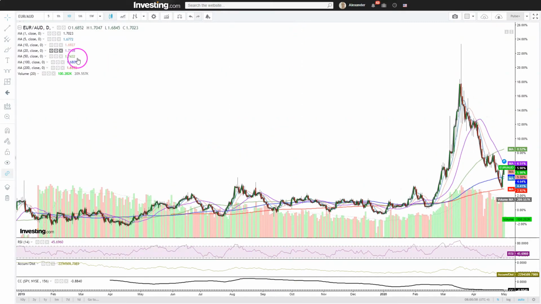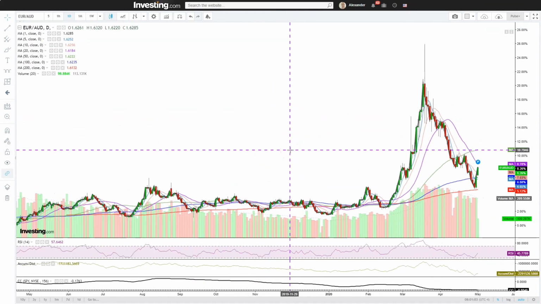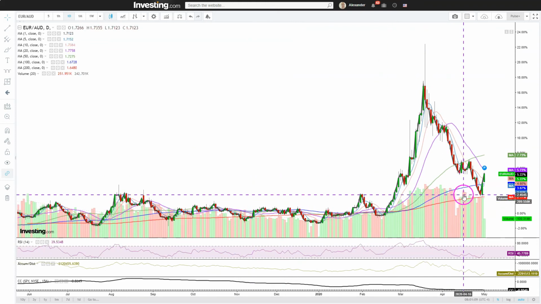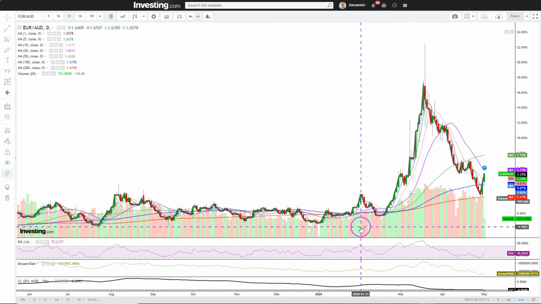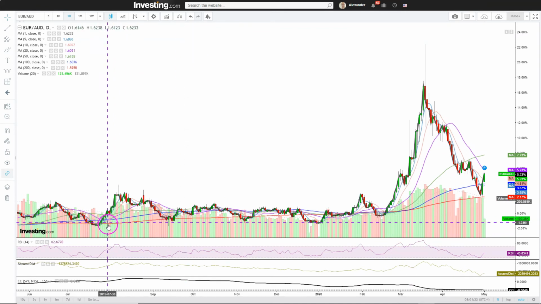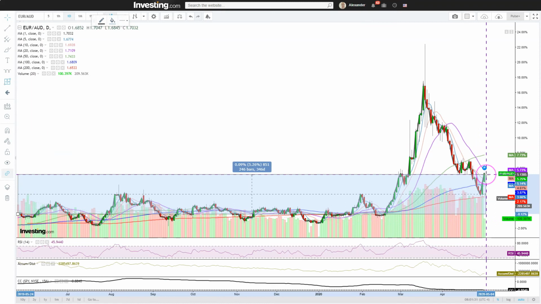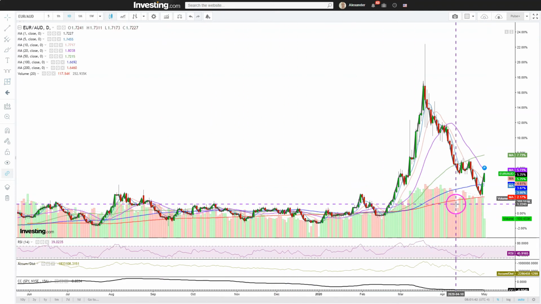Let's use this pair, the euro slash Australian dollar, as an example of sample size. Let's say that you want to investigate the statistical relationship between price action and the red 200 day moving average. In this instance, you can see that we have many data points. Let's actually measure how many data points we have. From here to here, this represents 246 bars, and here is the red 200 day moving average.